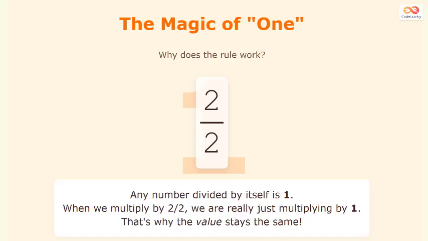You might be wondering, why does this work? It works because of the magic of the number 1. Any number divided by itself is 1. So, when you multiply by 2/2 or divide by 4/4, you are really just multiplying or dividing by 1. And as we know, multiplying by 1 does not change the value of a number. It only changes how we write it.